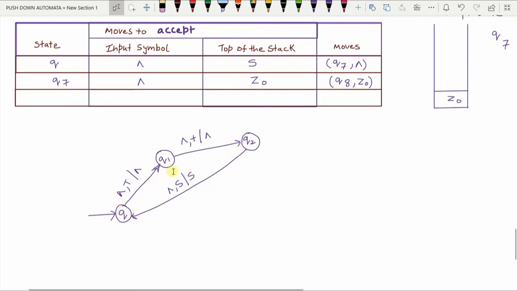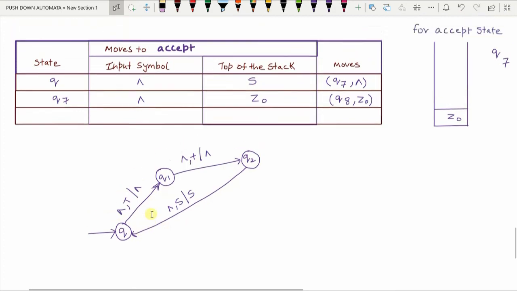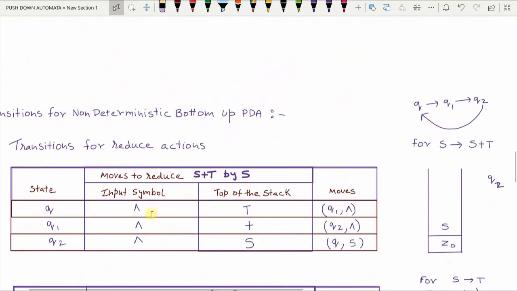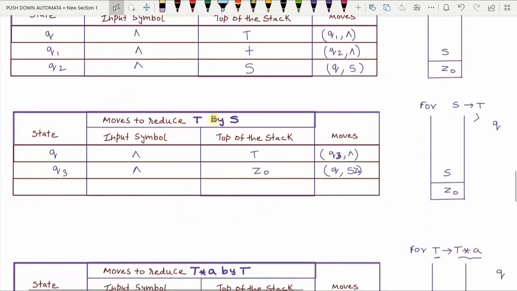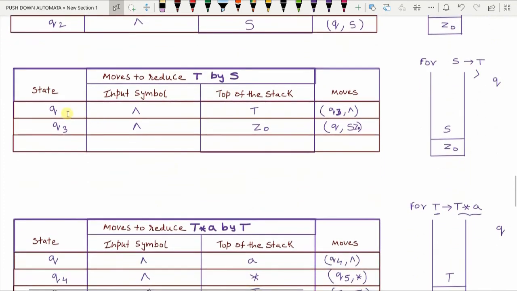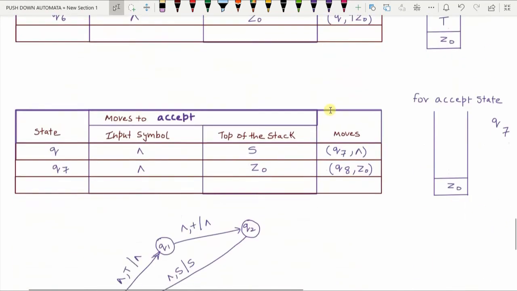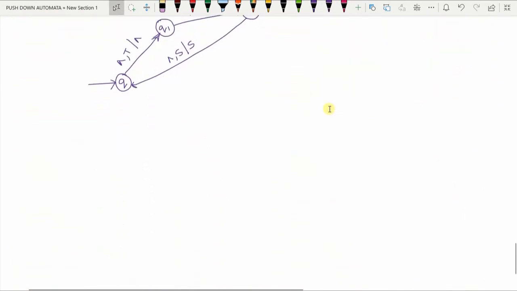This particular transition that I've done is for one production. And what is that production? S gives S plus T. Now this production will be slightly simpler. So again, for this S gives T, you start from Q. Now from Q you go to Q3 state.